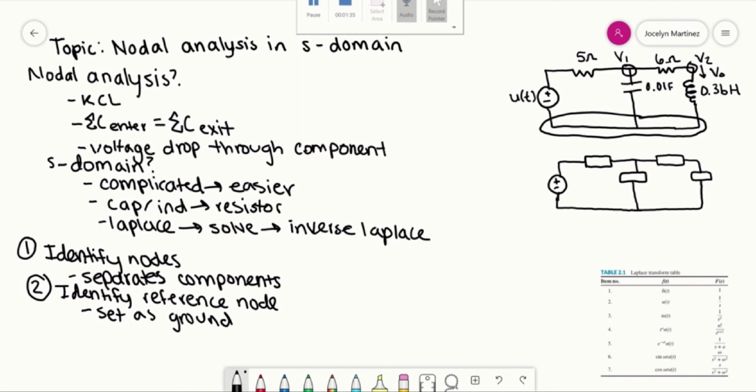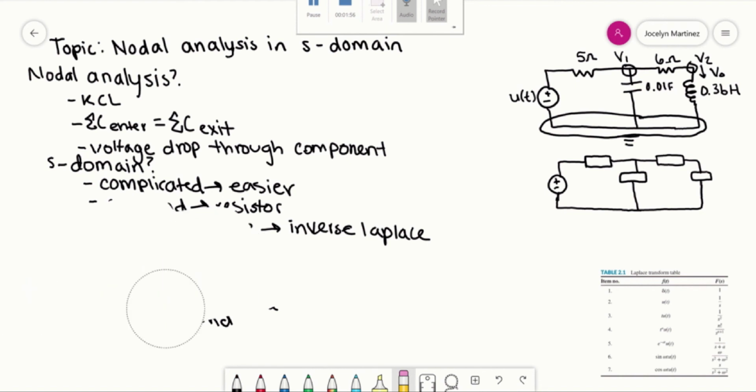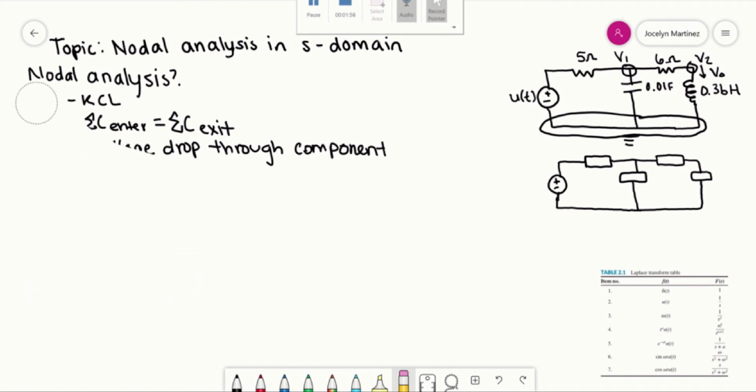Okay, so the next step is to identify the reference node. The reference node should be the node that separates the most components from each other. So the bottom node is essentially what we call a reference node. So we're going to set this as ground. The next step is actually solving our circuit.